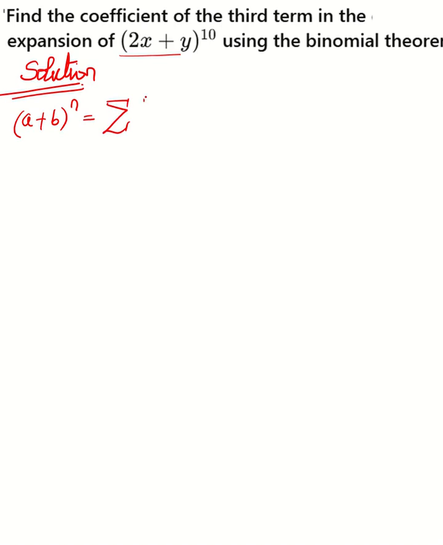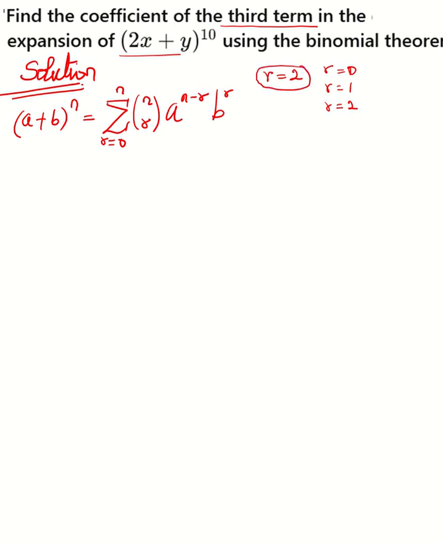Summation n combination r, a to the power of n minus r, b raised to the power r, where r starts from 0 to n. So the third term will be when r equals 2. Now remember that r starts from 0, so r equals 0 is the first term, r equals 1 will be the second term, and r equals 2 will be the third term. So the third term will be when r equals 2.